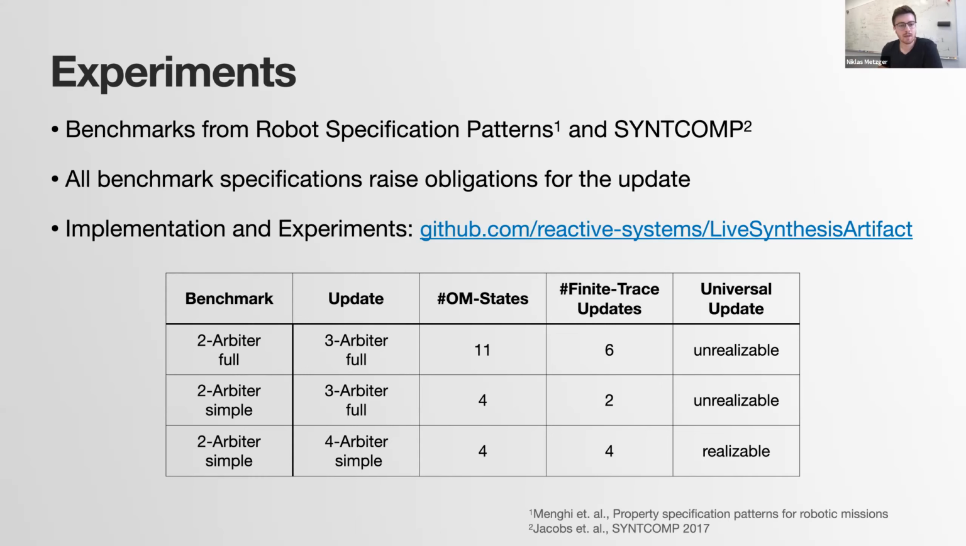If you consider a full arbiter, which is no spurious grants can be given, then you actually cannot realize a universal update. But there are some finite traces that you actually can perform a finite trace update from. And this is because, if you have a grant that is unanswered in the update system, there are always executions where you could never answer this grant without being spurious. If you have a simple arbiter, then actually nothing bad happens. You can just, as the update system, satisfy all grants that are open, and you are realizable. Okay, all these implementations and results can be found on GitHub.